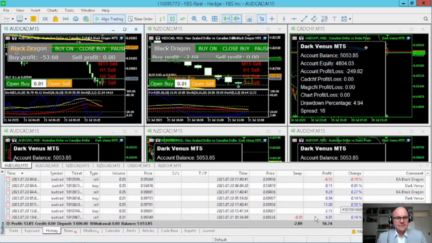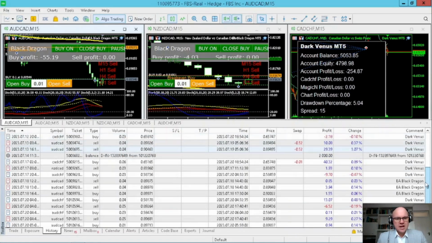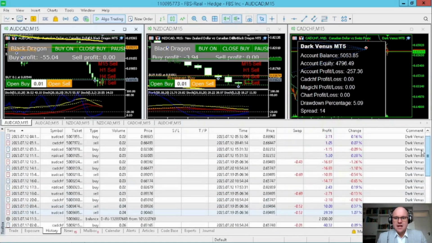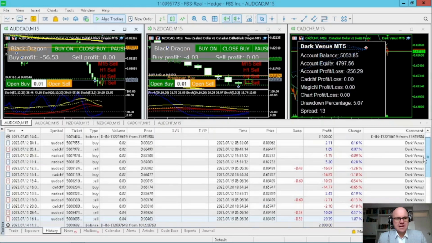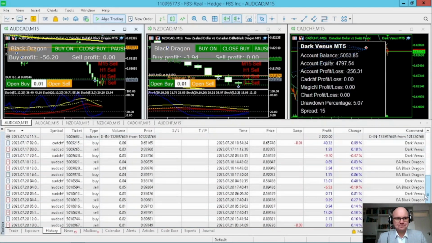So what you will see, it is a very, very aggressive style of trading, and we currently have a total net profit of $56.74. Now, trading an account or set file that holds trades for multiple days will incur swaps. So we've already paid $2.89 in swaps. And what we will see is both Dark Venus, which was running for the first week until I added EA Black Dragon on top.